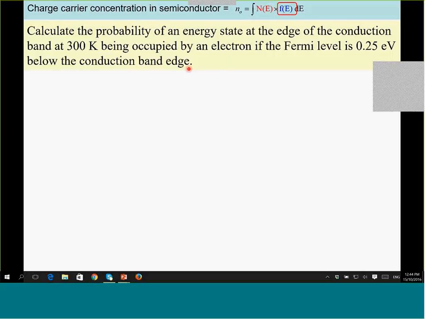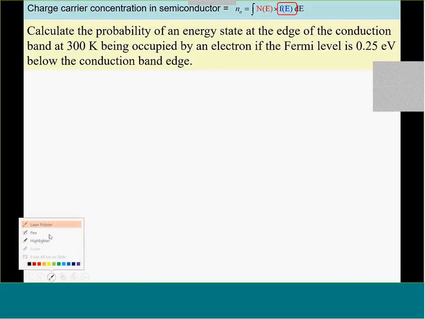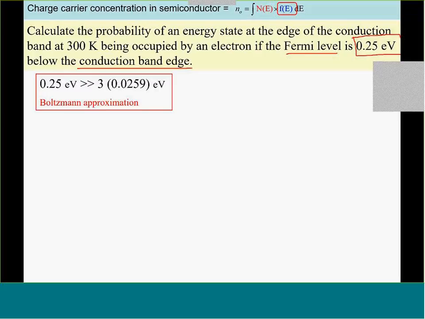So you see here that your kT is at this particular number, isn't it? The difference between the Fermi level and the conduction band edge is 0.25. Since 0.25 is much more than 3 kT, we are able to use the Boltzmann approximation in order to calculate the probability of an energy state. Okay, we just plug in the equation.